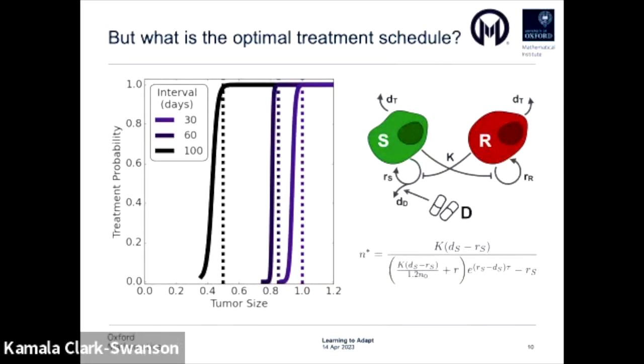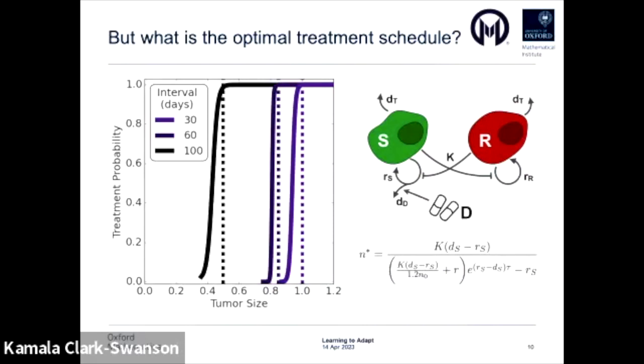Now, the other important thing to note here is that this expression for N prime is highly dependent on the patient's parameters. We've seen a lot of talks today about what the best form of adaptive therapy is, but this is suggesting, well, maybe there isn't one best form of adaptive therapy.